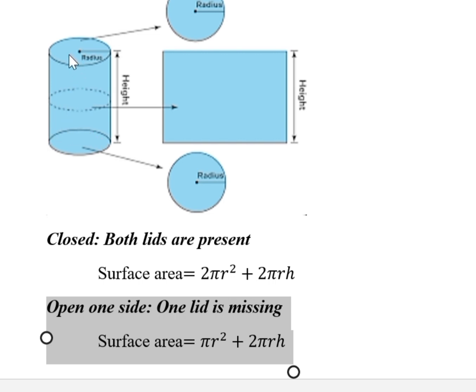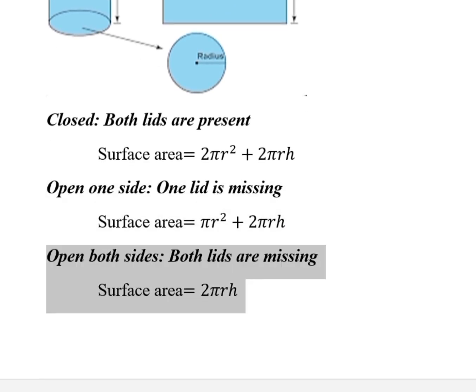Now, if it's open on one side, meaning one lid is missing, be it the lower lid or the upper lid, meaning that we only have one of them, then the formula for calculating the surface area will be pi r squared, representing this circle, assuming the one that is open is the one that is removed. So the surface area will be the area of this circle, which is pi r squared, plus the area of this rectangle, which is 2 pi rh.